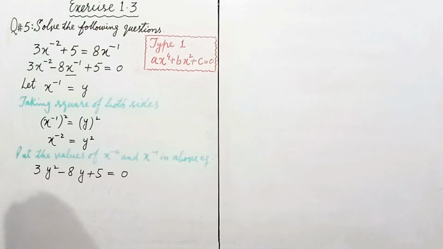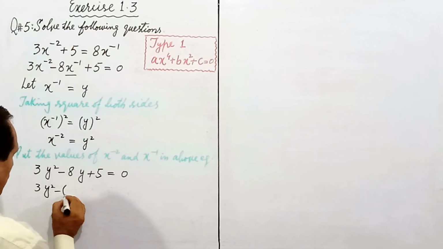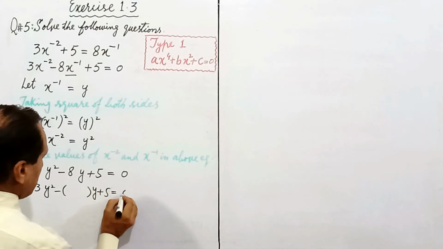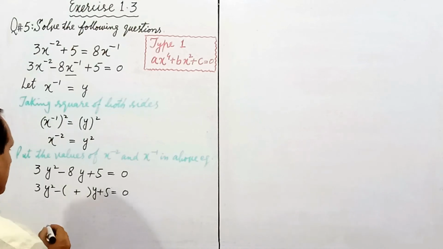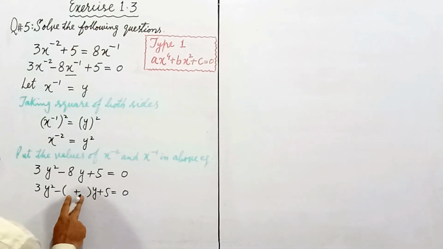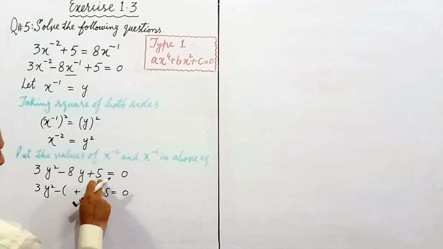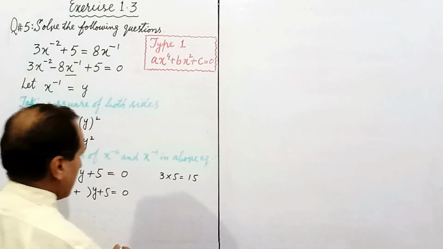Now we apply the middle term breaking method of factorization. We write 3y square minus, in place of 8y we put a bracket, y plus 5 is equal to 0. The last term sign plus determines that we take the sum of these two numbers to get the middle term coefficient 8. So for this we find the product of the leading coefficient and the constant term. 3 into 5 is equal to 15.